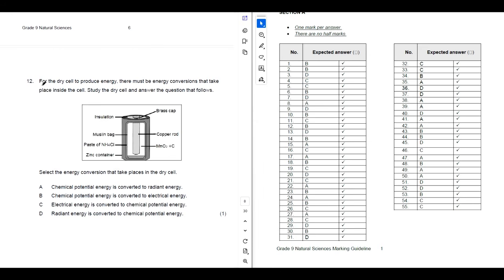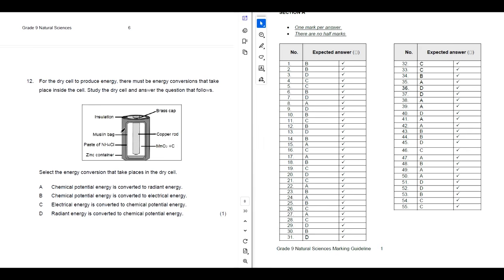So question 12 says that for the dry cell to produce energy, there must be energy conversions that take place inside the cell. So now we are told to study the dry cell and answer the questions that follow.